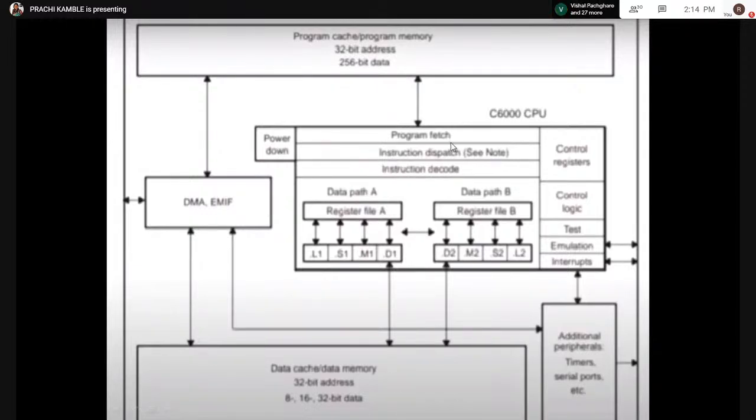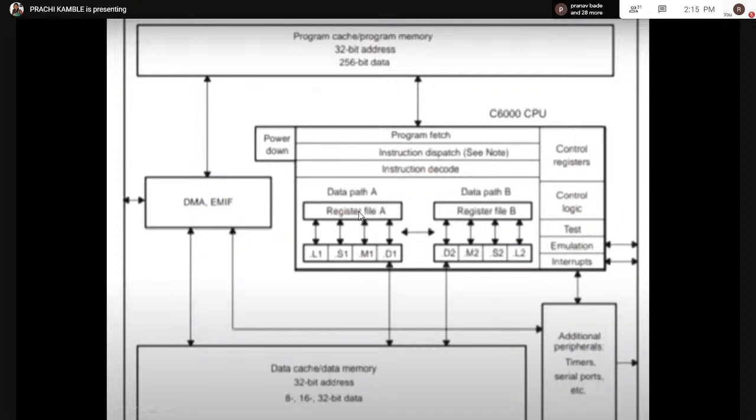Okay, so after program decoding, what will happen? Data will go to the CPU. Now you can see there are two data paths, A and B. These two data paths are called processing units. So data path is equal to the processing unit. Each processing unit has register file A and register file B.